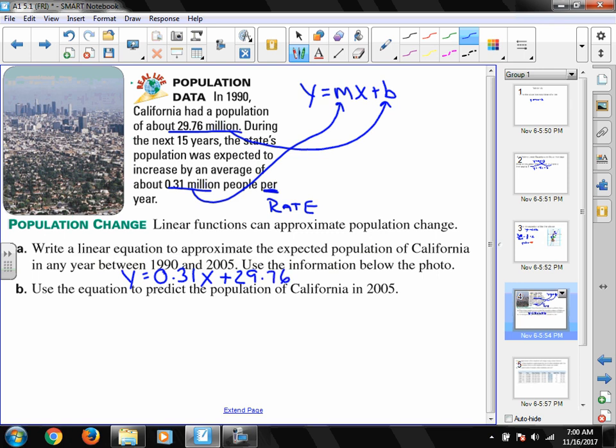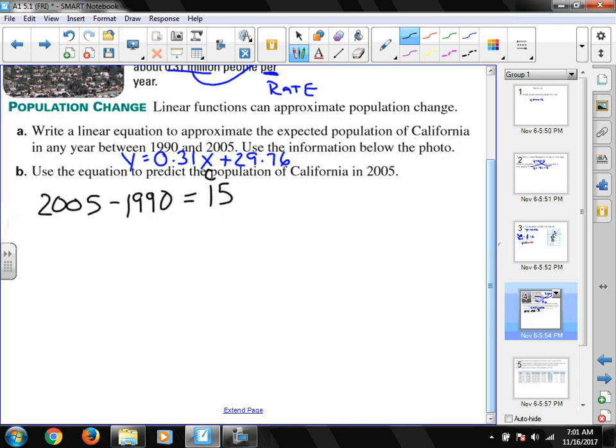We're going to use the equation to predict the population of California in 2005. So we need to figure out how many years after 1990 2005 is. You guys may be able to figure this out in your head. If you can't, you just take 2005 minus 1990 and find out that that is 15 years. So that is the number that we're going to use for x. That's just going right up in there into our equation that we just wrote.